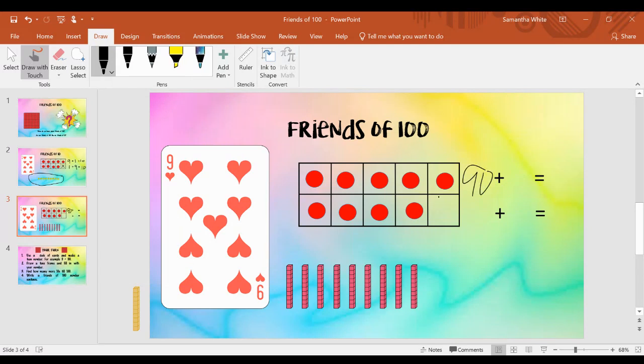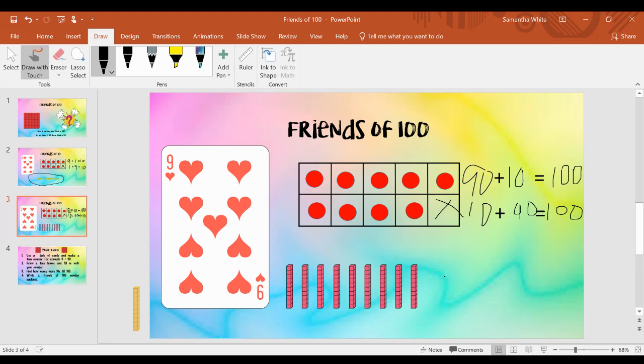90. And I'm going to plus, let's count how many spare spaces I have. Okay, I have 1 spare space. So I'm going to count that by tens. So I'm going to be adding 10. So 90 plus 10 equals 100. So we know that 90 and 10 are a friend of 100. And if we know that 90 plus 10 is 100, we also know that 10 plus 90 is also 100.